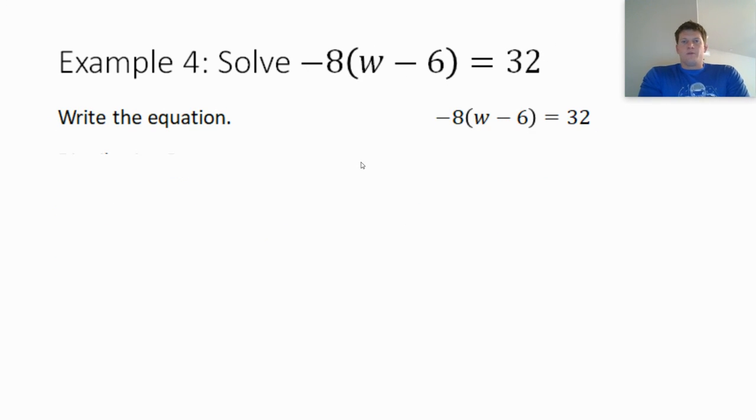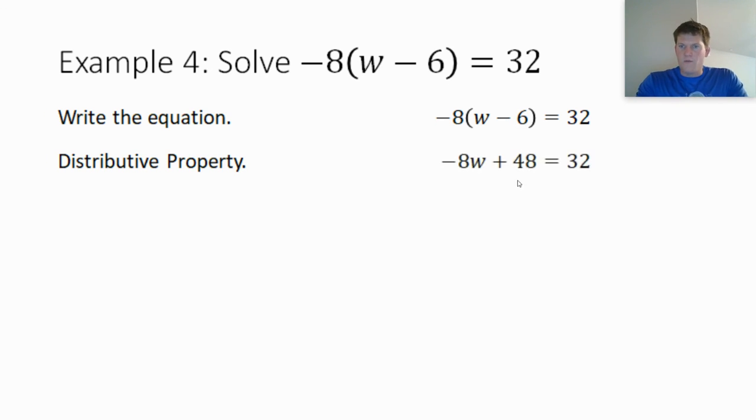Let's do one more example. This time I got -8 parentheses w minus 6 equals 32. Remember, parentheses is just multiply. So we're going to multiply, we're going to distribute that -8 to everything inside. -8 times w, just -8w. -8 times -6. Negative times negative makes positive, so we get positive 48.